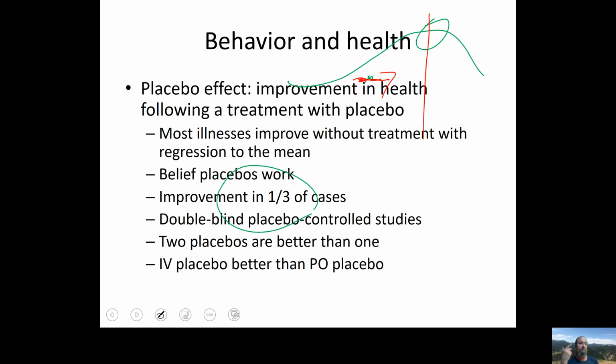Double-blind placebos. If you believe placebos work, they work better. If two placebos are better than one, okay, sure, why not? IV placebo is better than oral. The PO is oral placebo, so it must be better because it's IV. Yeah, it's very strange. Placebos are really quite strange.